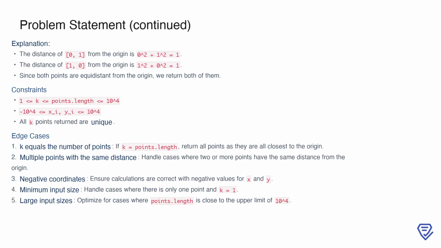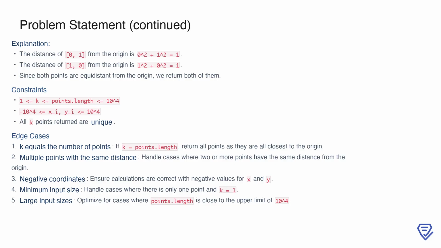Finally, let's look at one more example with input points [0, 1], [1, 0], and k equals 2. Since k equals the total number of points, we need to return both points. Calculate the distances. [0, 1] has a distance of 0 squared plus 1 squared equals 1, and [1, 0] has a distance of 1 squared plus 0 squared equals 1. Both points are equidistant from the origin, so we include both in the output. The result is [0, 1], [1, 0].